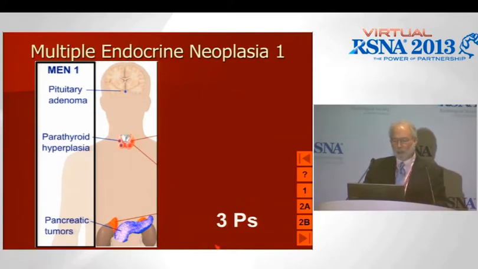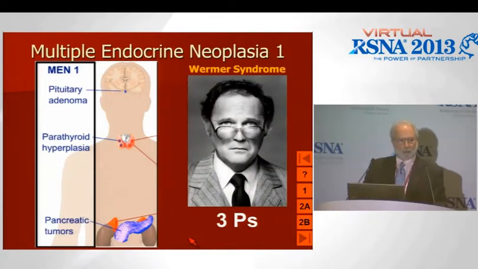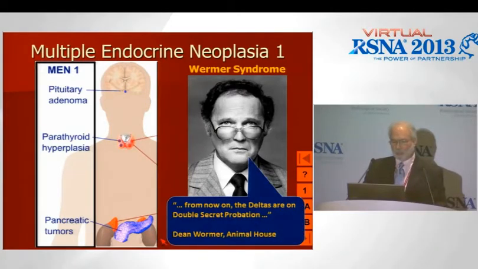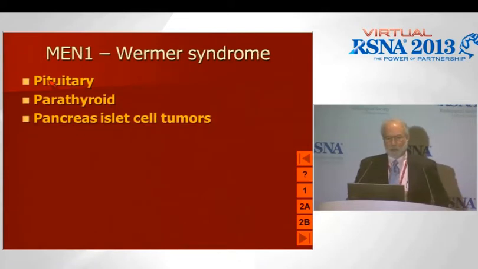So MEN1 is sometimes called the 3 Ps, because the primary presentations are related to pituitary adenomas, parathyroid hyperplasia, and pancreatic tumors. And it's sometimes called Wermer's syndrome. And this is not a picture of Dr. Wermer, but we'll come back to this later on, because all of these diseases are typically named after dead white European men.